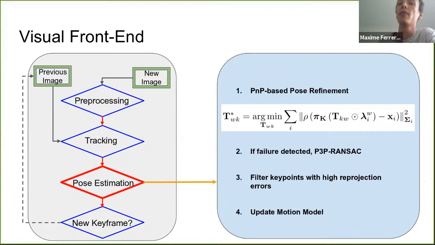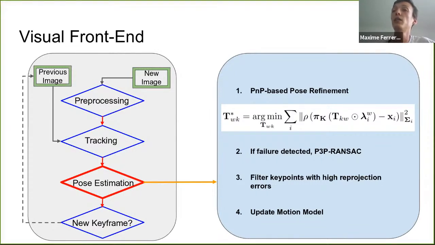And then pose estimation is based on PnP-like pose refinement, also sometimes called motion-only bundle adjustment, where we keep fixed all the observed map points, and we want to refine the current pose based on the current measurements. And we also use a robust estimator here, a Huber cost function, in order to be robust to potential outliers that will have remained past the tracking stage.